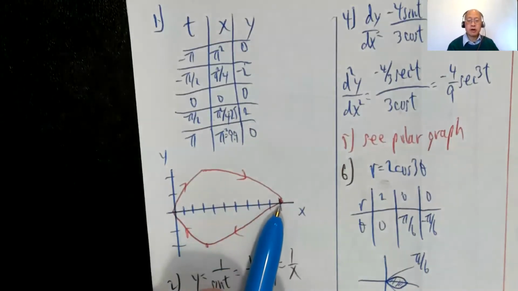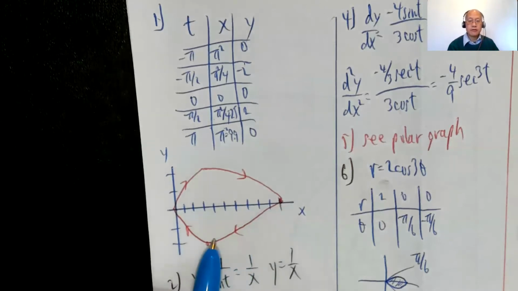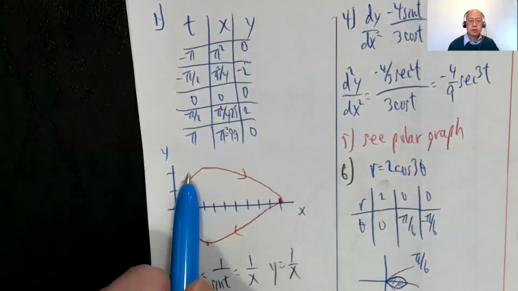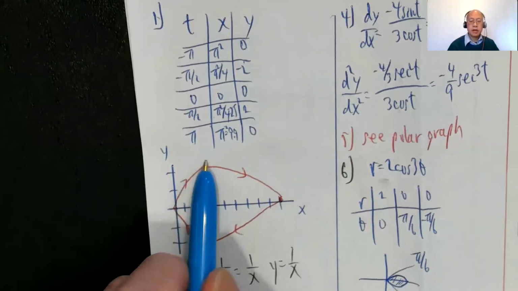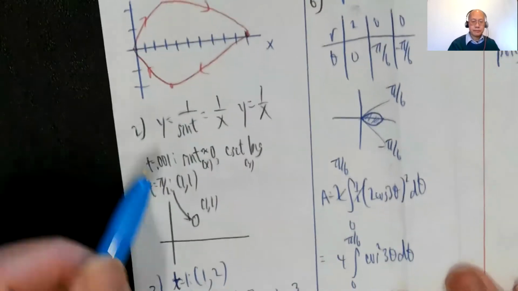So we go from roughly 10, 0 to 2.5, negative 2, 0, 0, 2.5, 2, and then back to where we started, way over here at 10, 0.